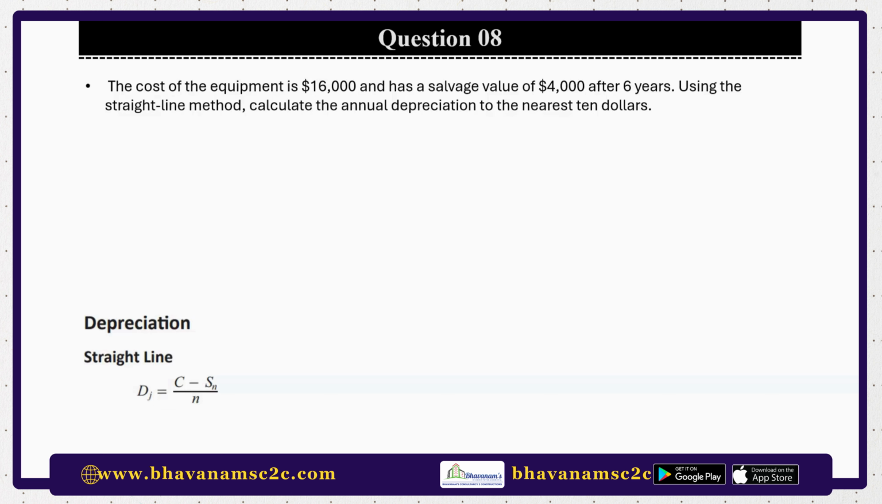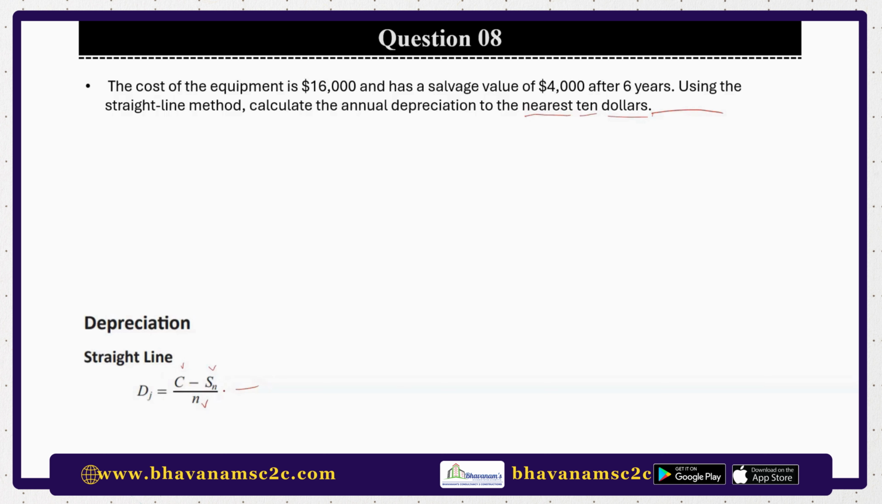So in this case, you have to fill in the blank. I mean, at the end of the question, they will give you a blank like this. Then after getting the value, you have to take it to the nearest $10. Okay. And here is the formula for you, where C refers to the cost, SN refers to the salvage value, and N refers to the period.